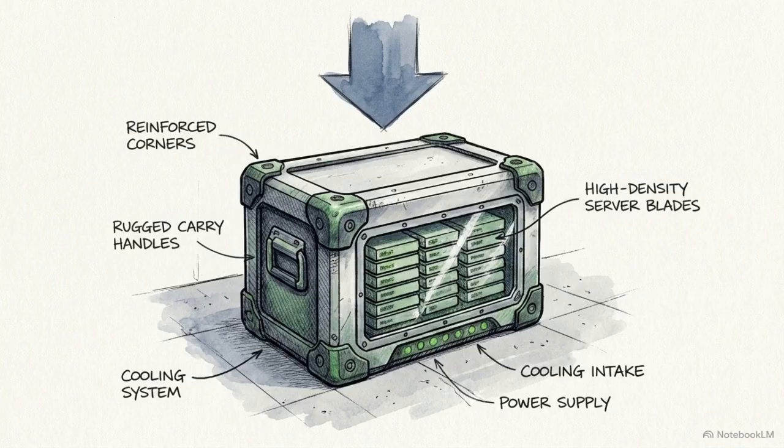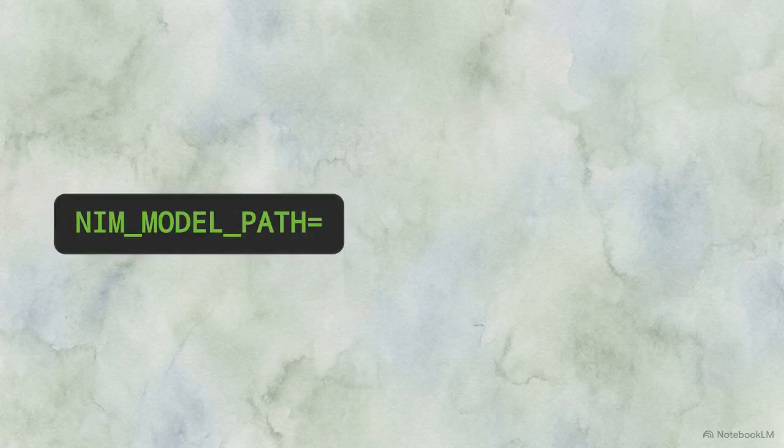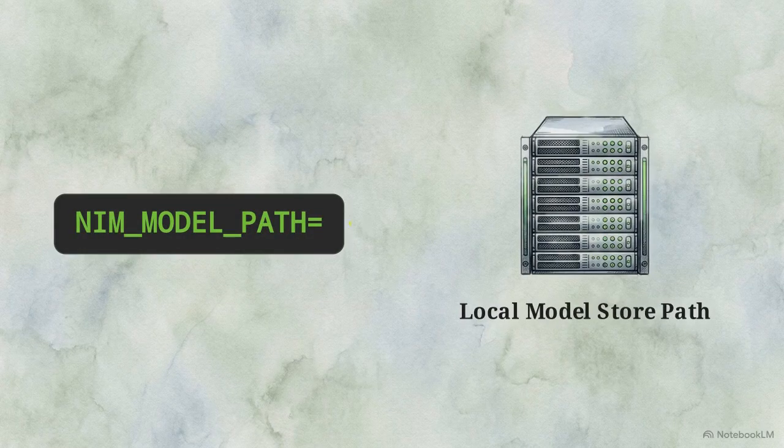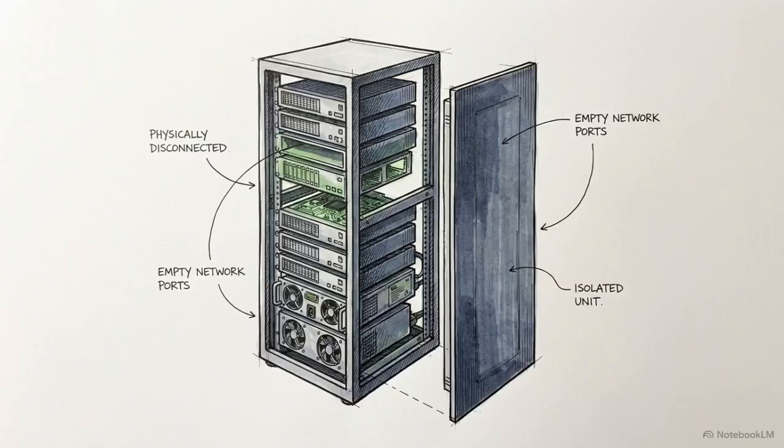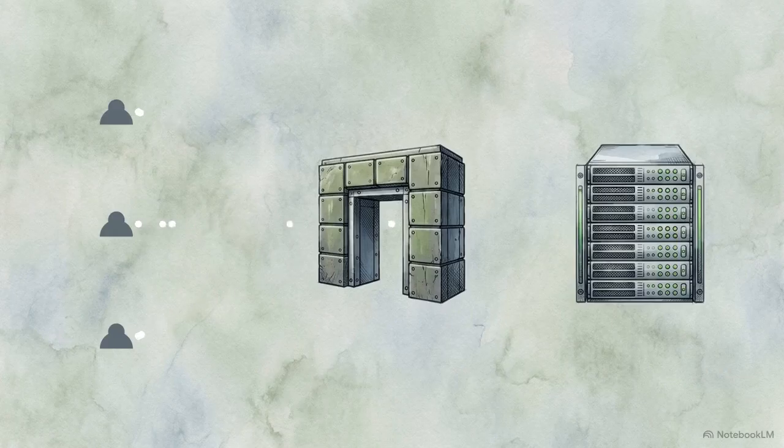Step 8 points the system to our verified assets. We configure the environment variable, specifically NIM model path, to map the container to the local model store path. Step 9 is executing the final startup command to boot the AI inference service using exclusively the local pre-verified components. By stripping out external credentials and strictly enforcing local paths, the system is forced into a purely localized, self-reliant initialization sequence.